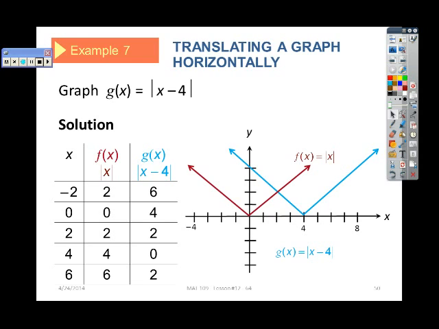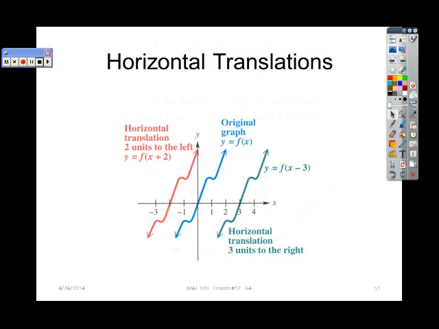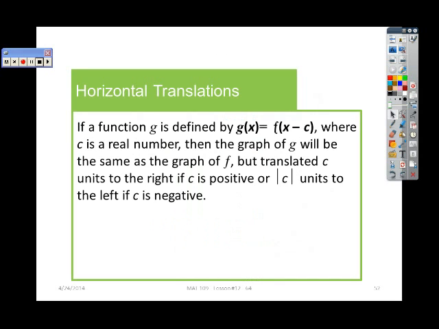But with the sign inside the function, it's going to move the opposite direction. A minus is going to move it to the right. A plus will move it to the left. So it's backwards on the sign if it's inside the function. So this is the general relationship if the addition or subtraction is inside the function. This is the summary in words.